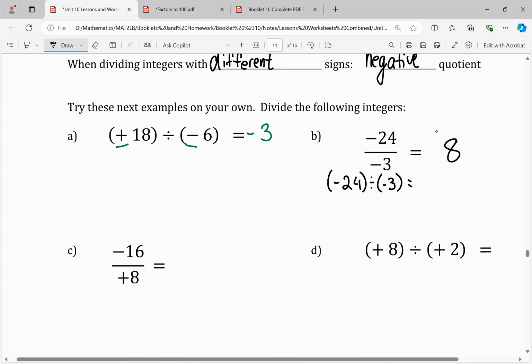And we need to decide if it's positive or negative. We have no positive. We have 2 negative numbers, so the answer will be positive. So negative 24 divided by negative 3 gives you positive 8.